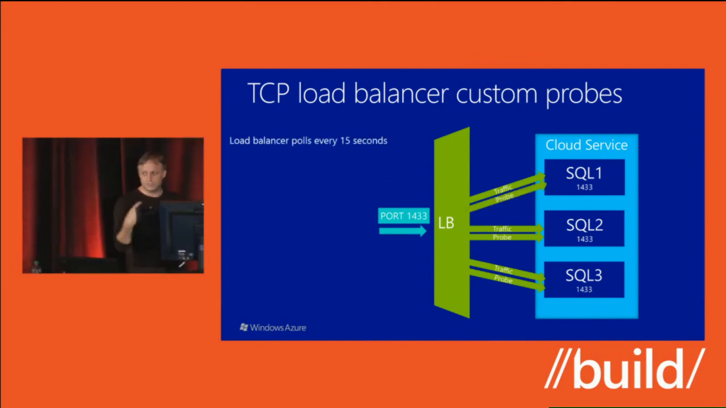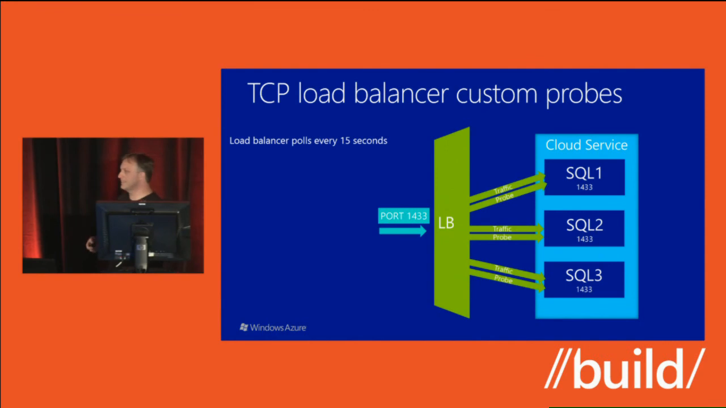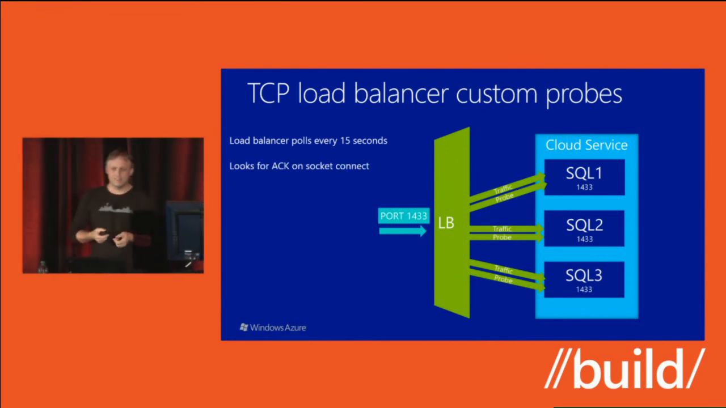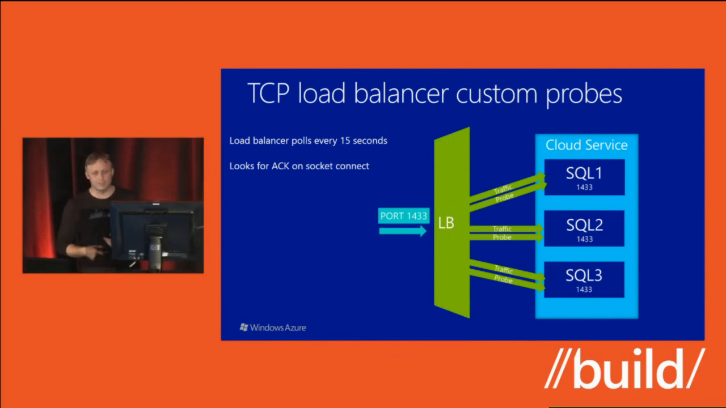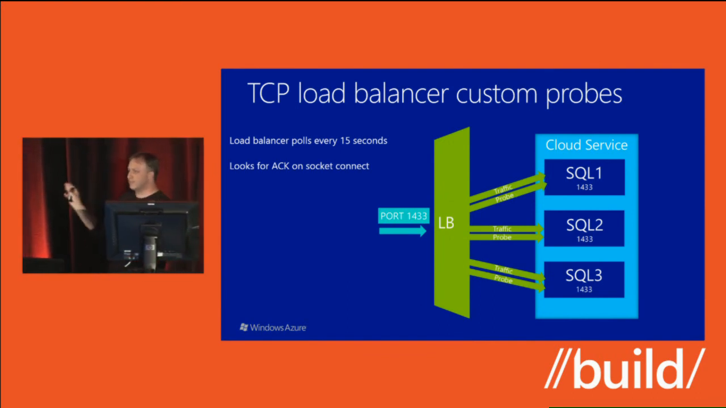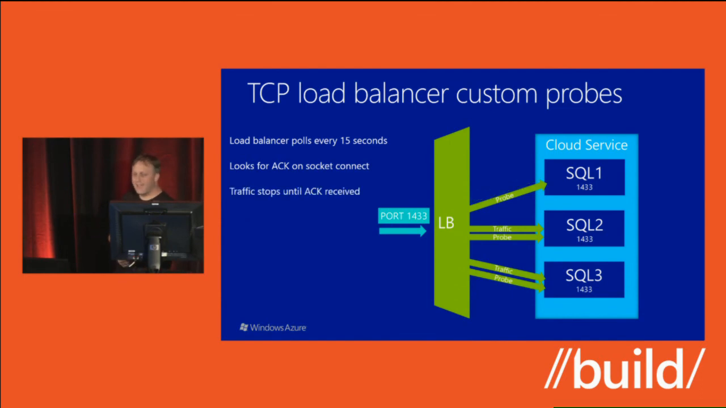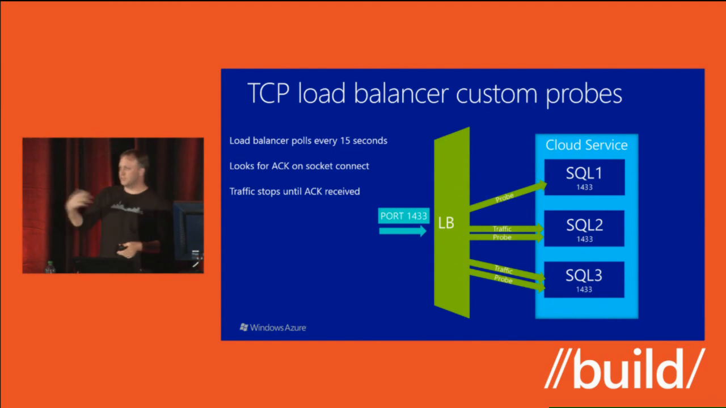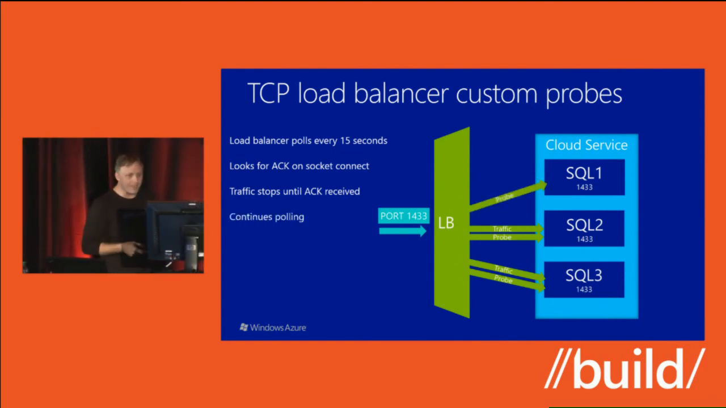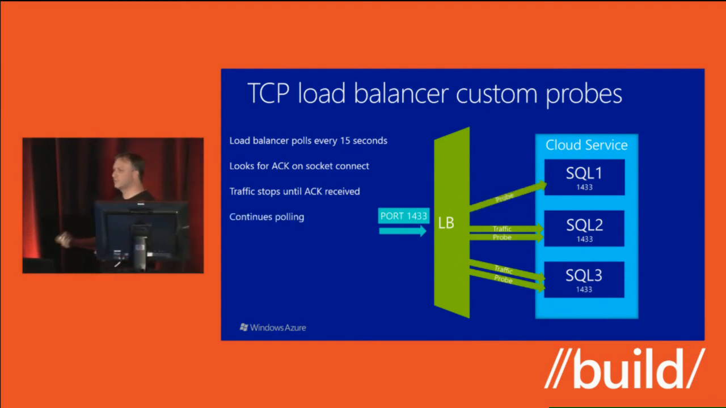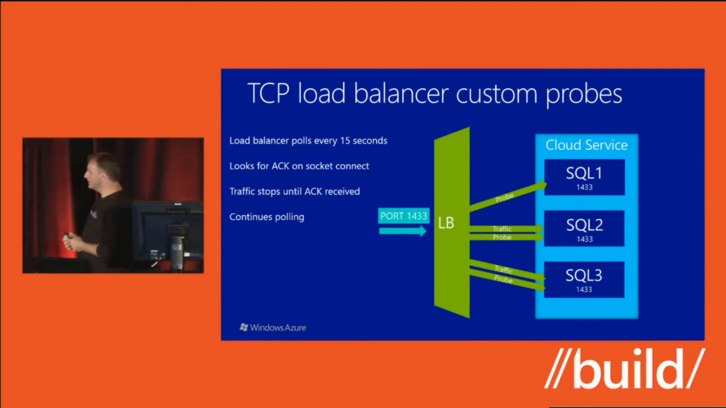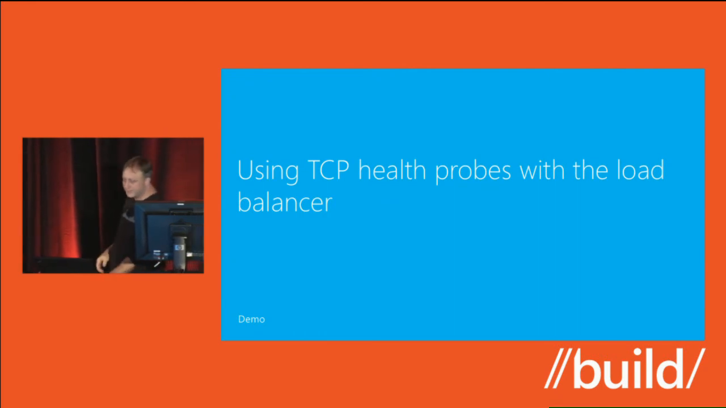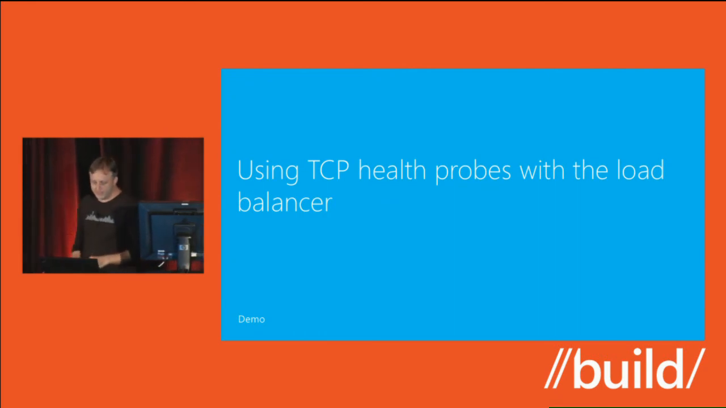So just like HTTP, we can have it poll every 15 seconds, except this time it's on a socket, so there is no HTTP response. Instead, it waits for an ACK on a socket. As long as it gets an acknowledgement, the server's happy, life is good. However, if it doesn't get an acknowledgement, the traffic to that node is completely shut off, just like we saw with the web server. But it does continue polling, and as soon as it gets an acknowledgement back, it will put the SQL server back in rotation. So let me show you real quick how you can do the same thing we just saw with HTTP with TCP.